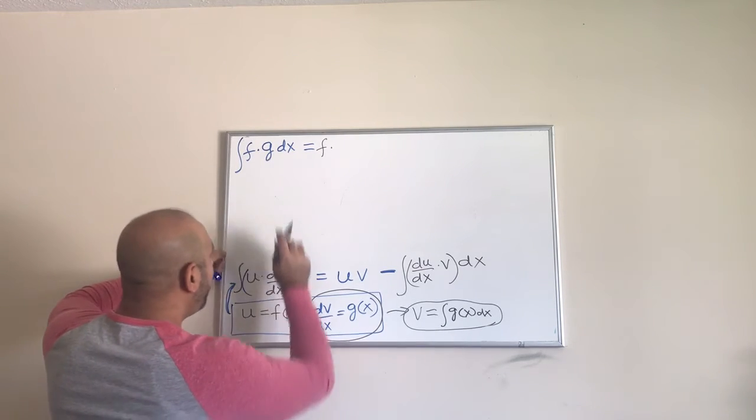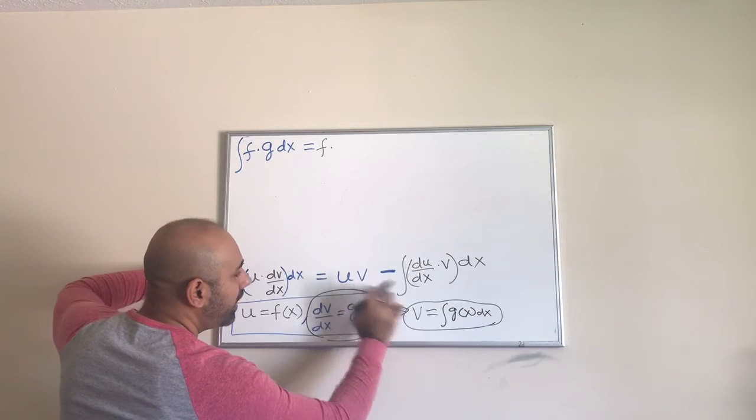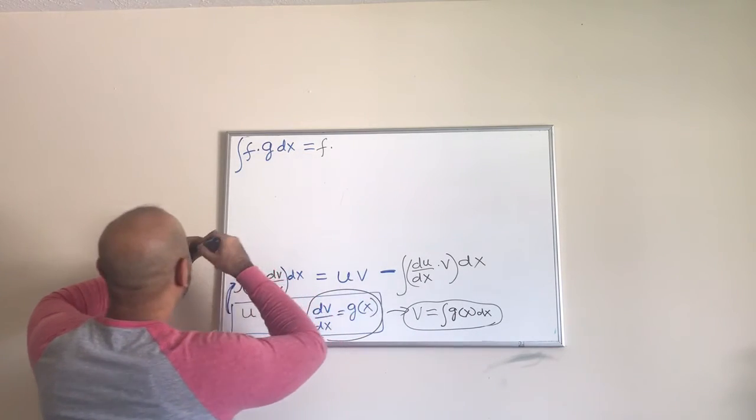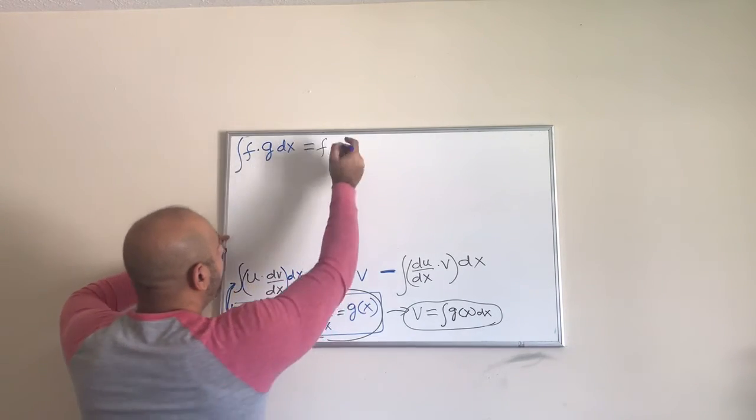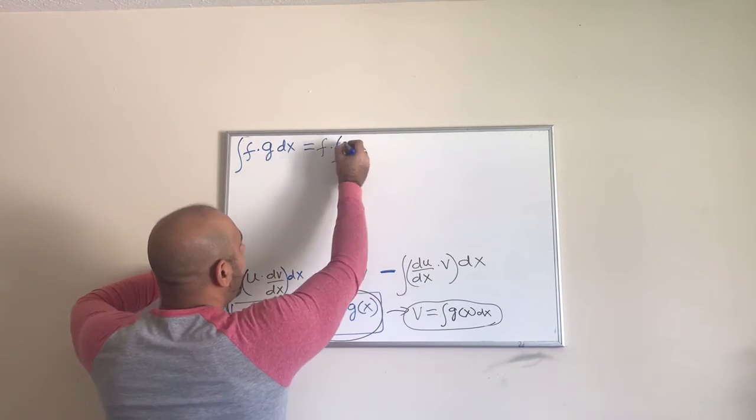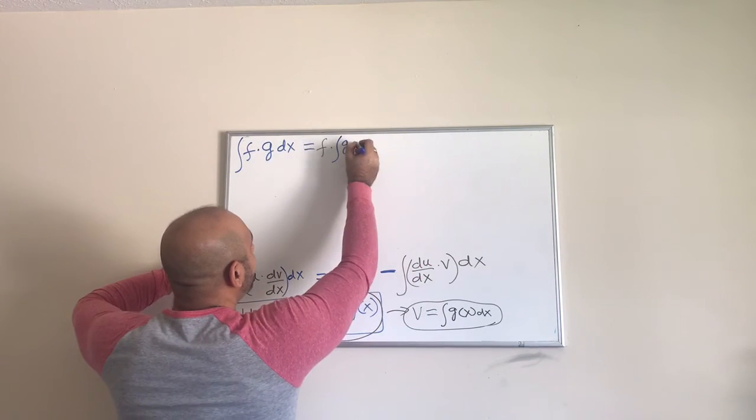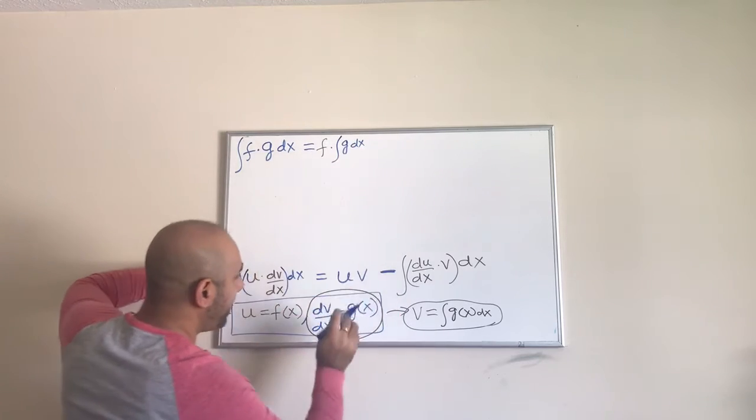Okay, that's a pretty basic concept that I expect you guys to already know. So instead of v here, I replace that by f times the integral of g of x. I don't have to write x here. It's understood that it is a function of x. That takes care of this uv.